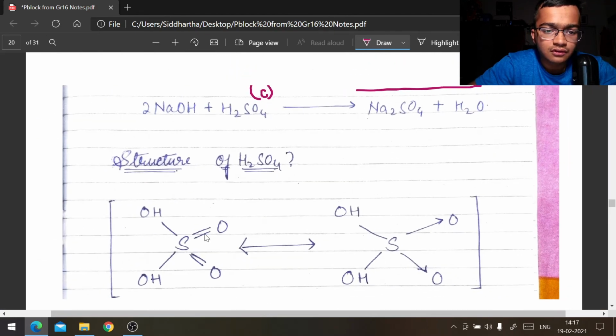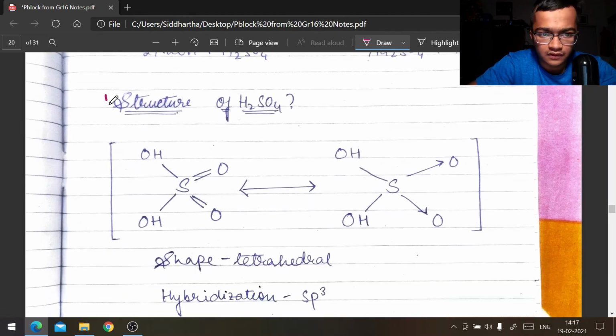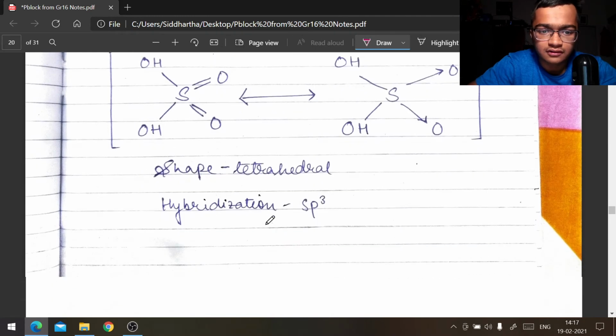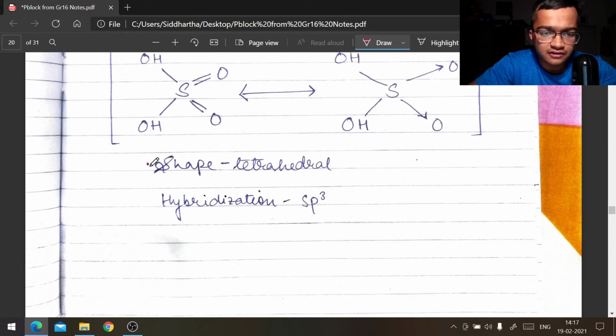Now the structure of H2SO4 is similar to this. Okay, this is the resonance stabilized structure. The shape is tetrahedral and hybridization is sp3.